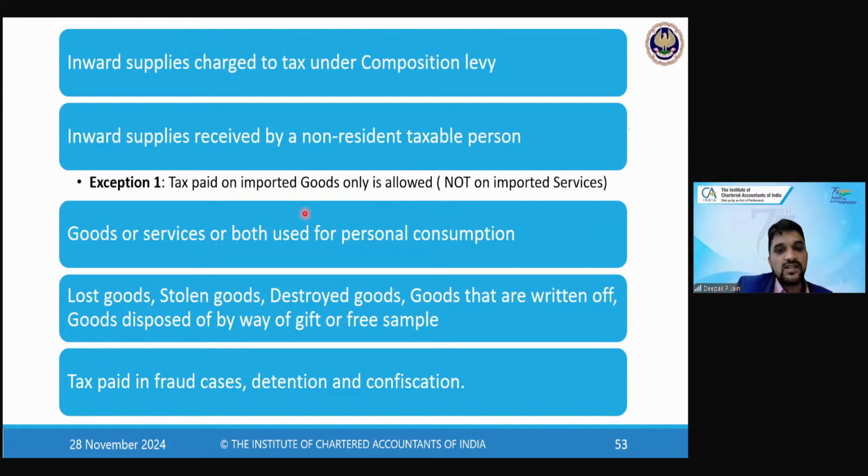Then goods or services used for personal consumption. Already food and so on has been excluded, but apart from that also, if there are any goods which are used for personal consumption, credit will not be available.